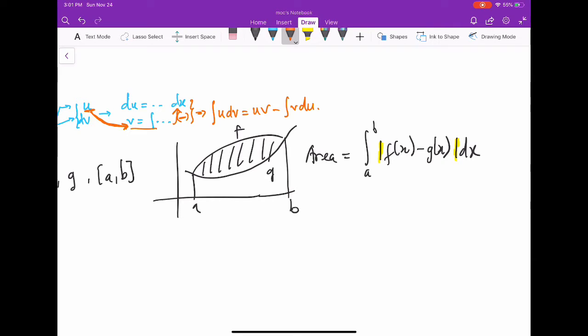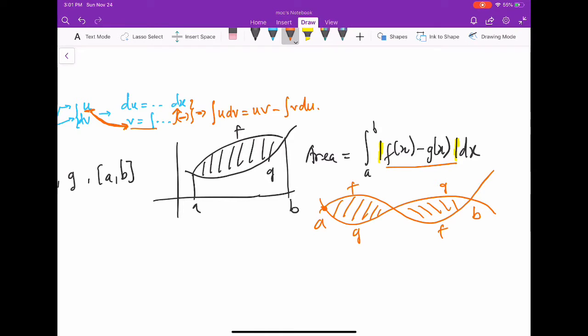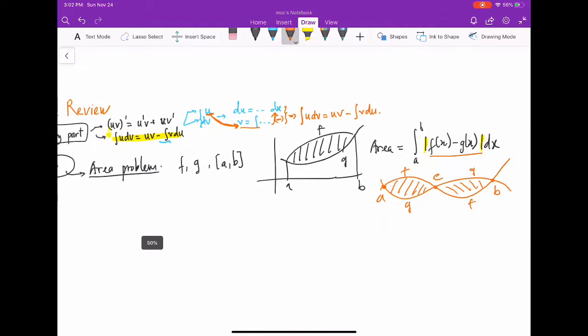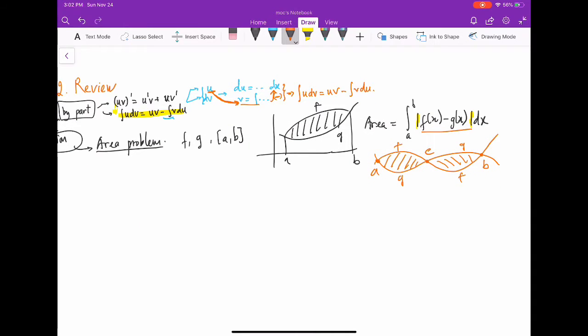I don't want to make the situation more complicated. But sometimes you have something like this, right? In one interval, f is bigger than g, but in another interval, g is bigger than f. So sometimes you have to split this integral into two integrals. If the intersection here is c, you have to consider the interval from a to c and from c to b, and then take the absolute value of the two integrals and you get the total area of the region enclosed by functions f and g. This is what we learned in Calculus 1, right?